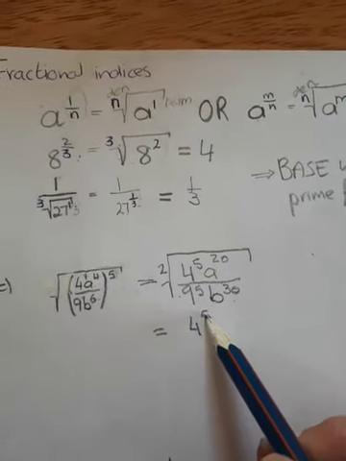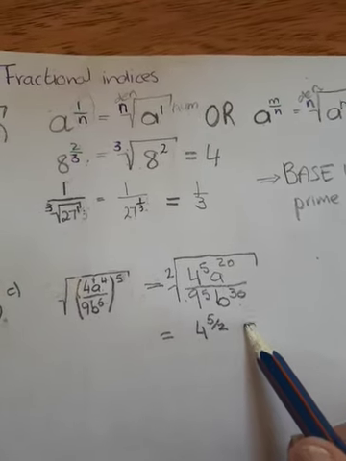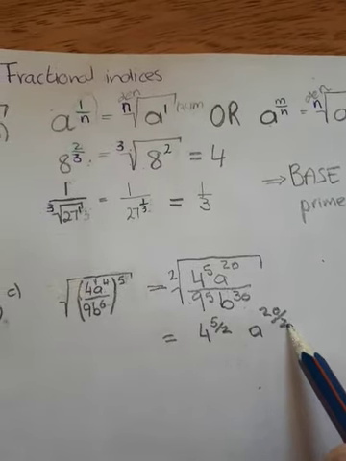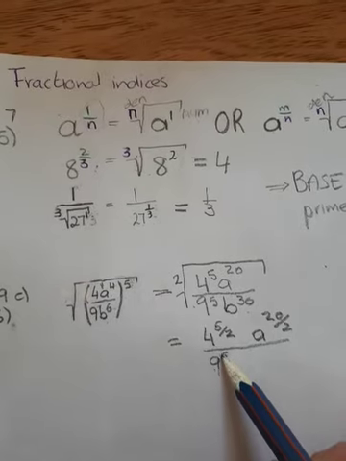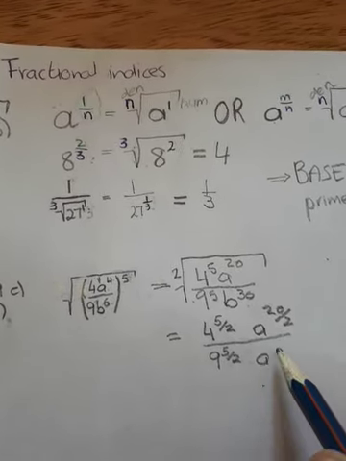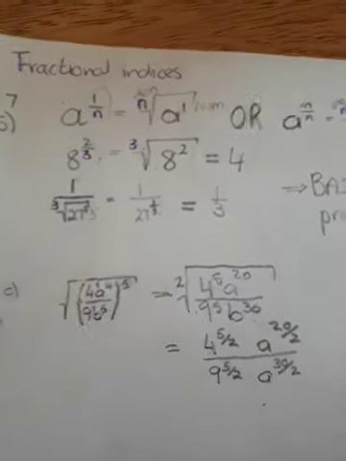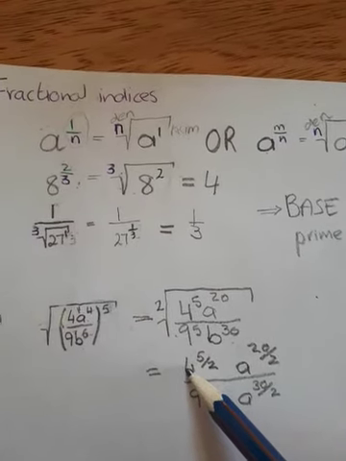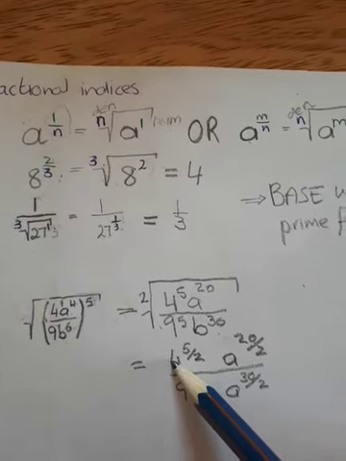4 to the power of 5, and then divide that by 2, and a to the power of 20, and divide that by 2, over 9 to the power of 5, divide that by 2, and b to the power of 30, divide that by 2. So you could now go and express the 4 in its prime factors, which is 2 to the power of 2.